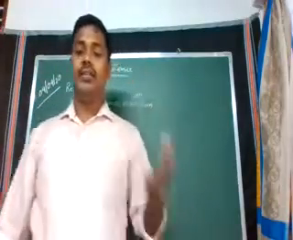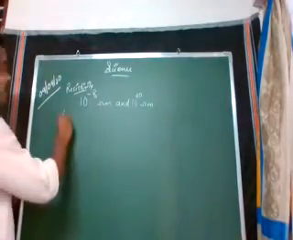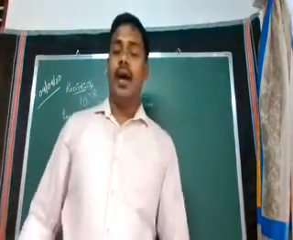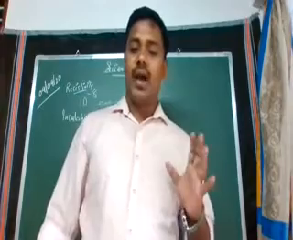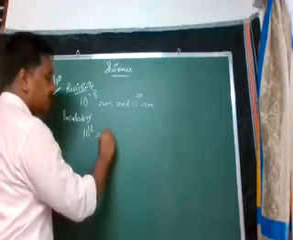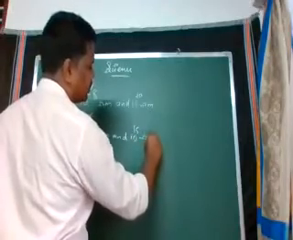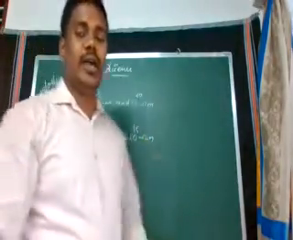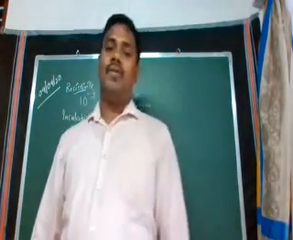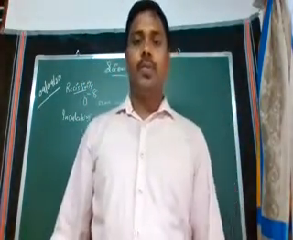Then insulators like rubber and glass offer a very high resistivity, that is 10 raised to 12 ohm meter and 10 raised to 5 ohm meter. They possess very high resistivity, and they are called insulators, so they won't allow current to pass through them.